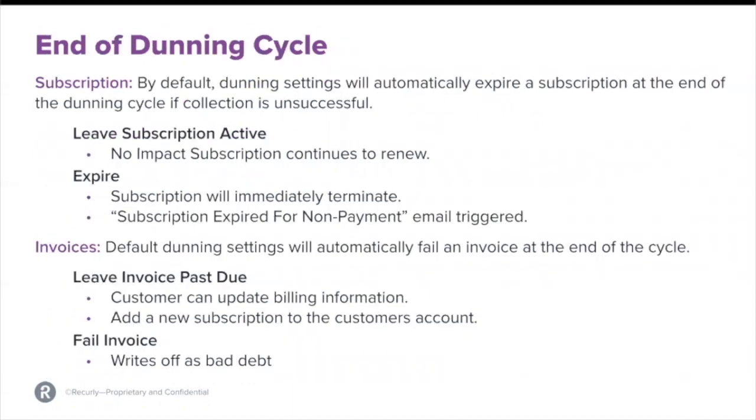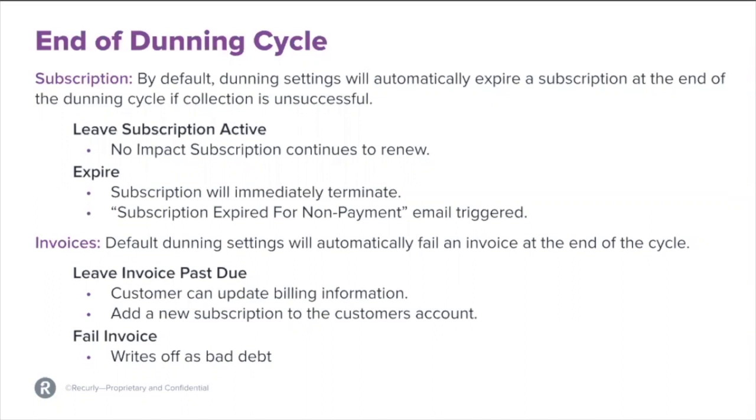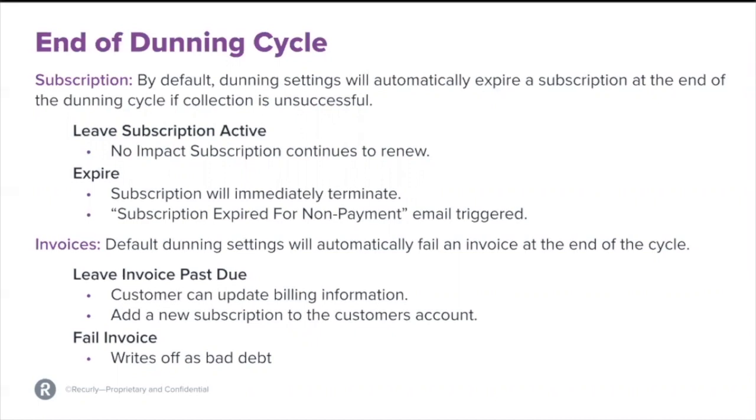Once you've set your dunning cycle and customized your dunning email templates, you can move on to setting the end of dunning behavior. For each dunning cycle configured, you have the option to set the behavior of both the invoice and subscription should the customer fail to make payment by the end of the dunning cycle. Subscriptions can be set to either remain active or expire. Leaving a subscription active has no impact on the customer, and the subscription will continue to renew despite the failed payment. Expiring a subscription moves it into an inactive state and triggers the subscription expired for non-payment email.